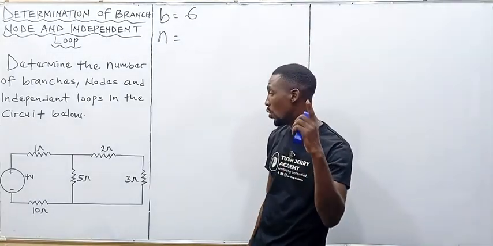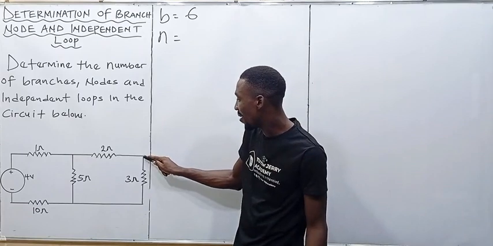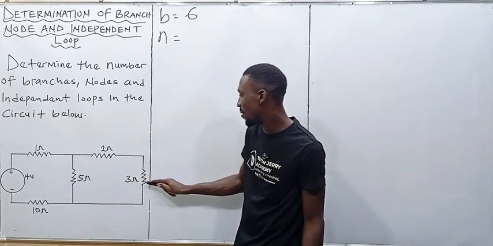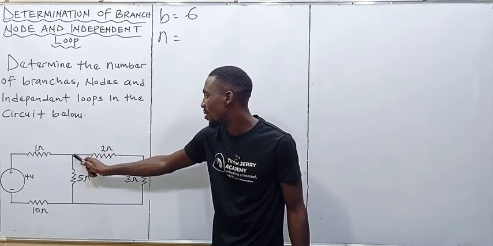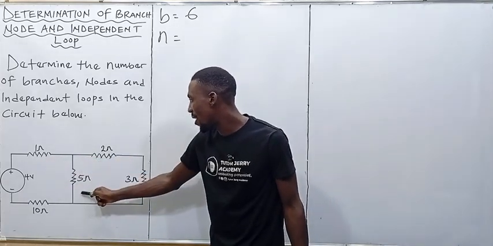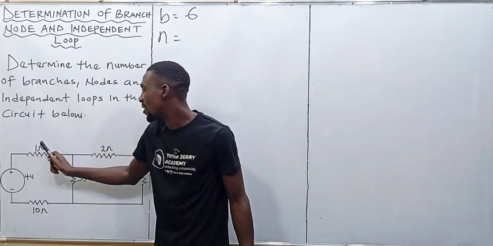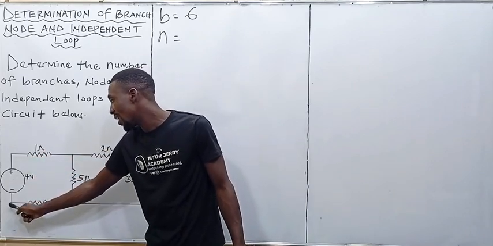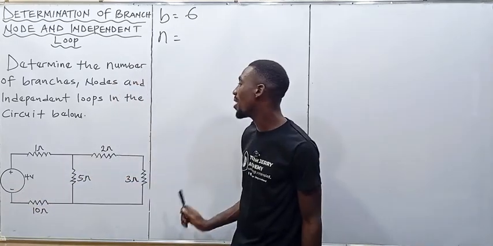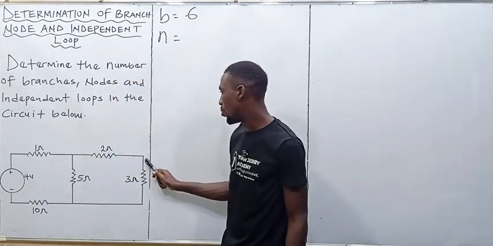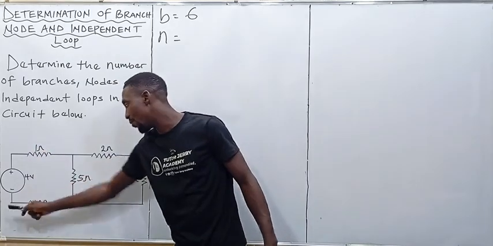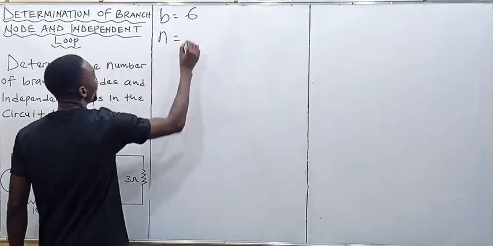So this part is going to be treated as a single node. And here we are going to have another node connecting 2 ohms and 5 ohms. We are going to have another node here connecting 1 ohm, 2 ohms, and 5 ohms. We are going to have another node here connecting this and this. We are going to have another node connecting this and this. So we'll be having how many nodes? 1, 2, 3, 4, and 5. So we are going to have 5 nodes.